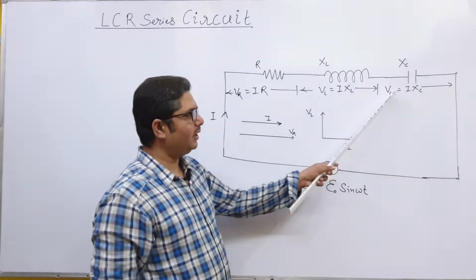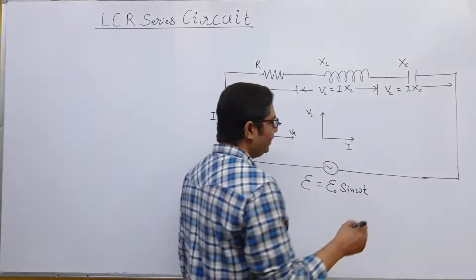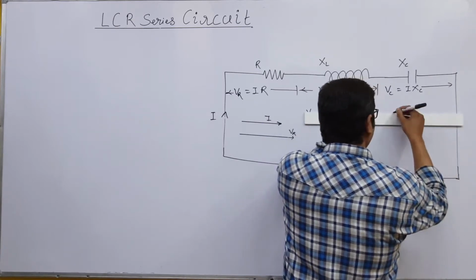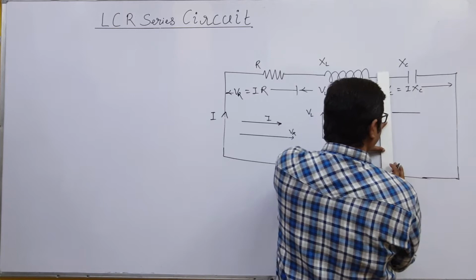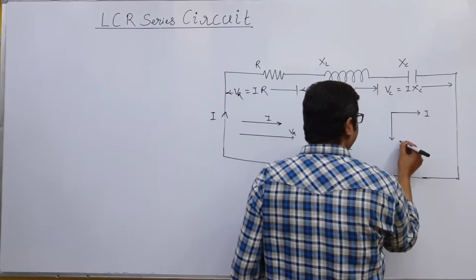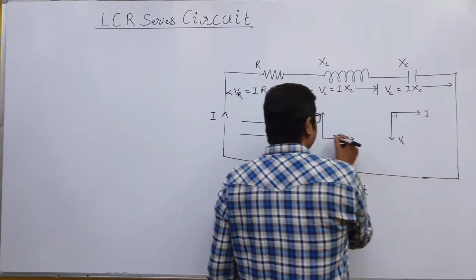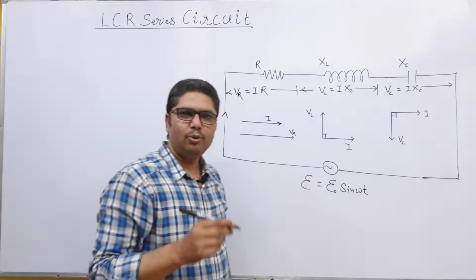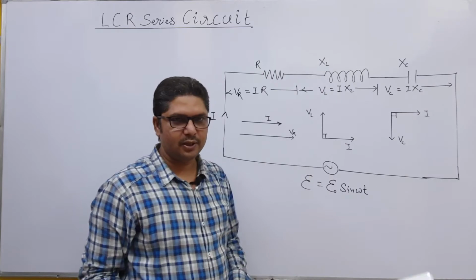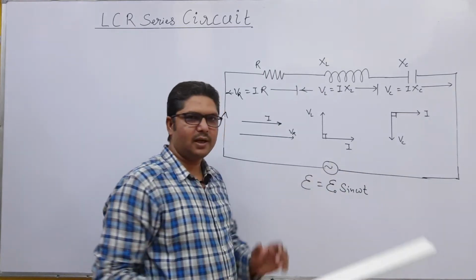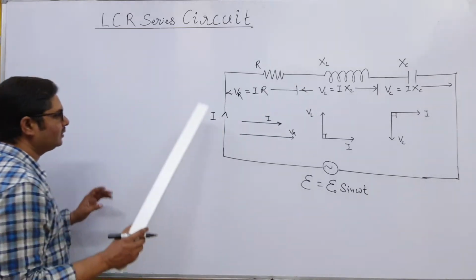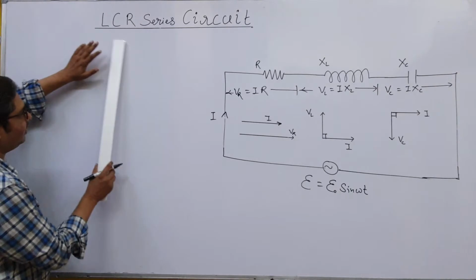Again we will draw the phasor diagram for the C circuit, and here this will be the current, and this will be the voltage. This is the current I, and here the voltage is VC. These phasor diagrams are for the R circuit, L circuit and C circuit. Now these three phasor diagrams are combined to make one phasor diagram. So here let us see the combined diagram.